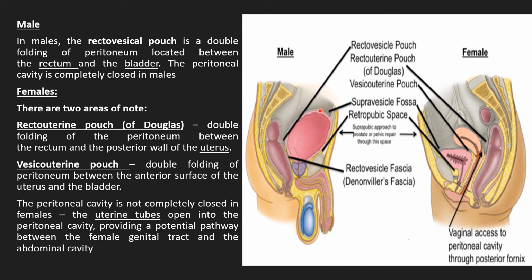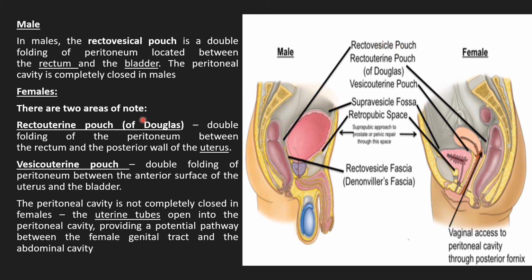The peritoneum is reflected from the superior surface, and then it is reflected in front of the rectum at the junction of middle 1/3 and the lower 1/3, and this reflection is basically forming a pouch, and that is known as the rectovesical pouch in case of males.